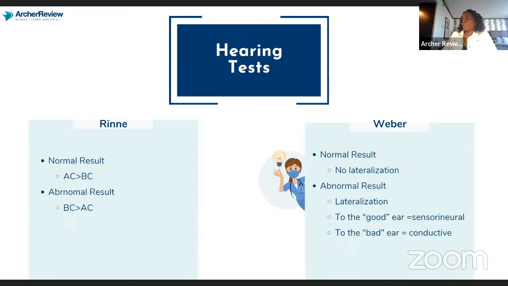So what I would say is, if the sound lateralizes or is heard better in the good ear, the ear without the hearing loss, that would be sensorineural hearing loss. The way I like to think of it is, when the sound is heard better in the good ear, it is sensorineural hearing loss, and that's all you need to remember. So the good ear is sensorineural, the bad ear is conductive.